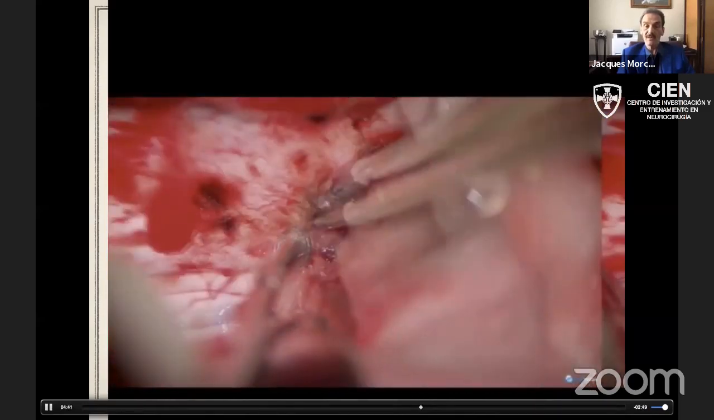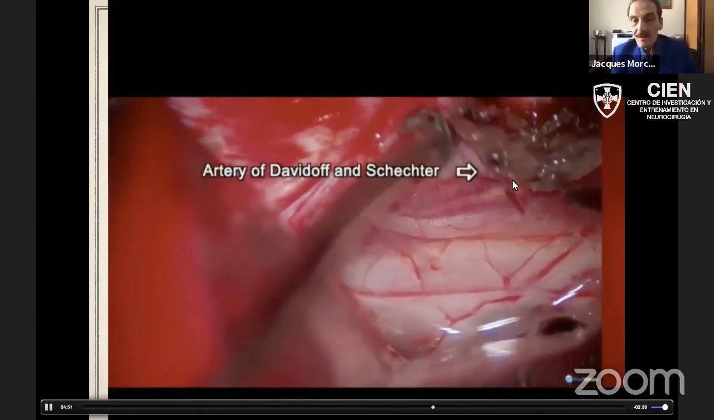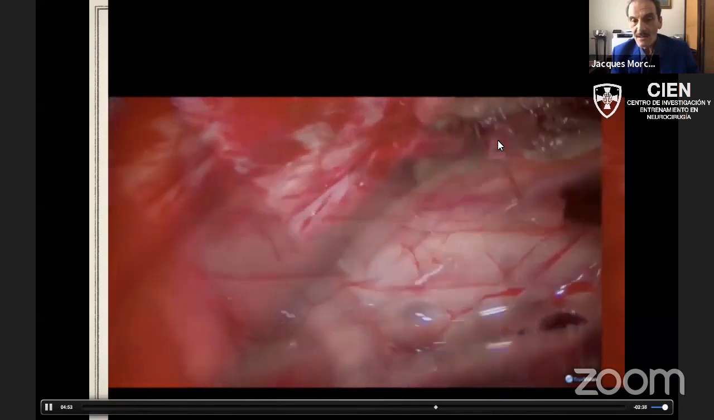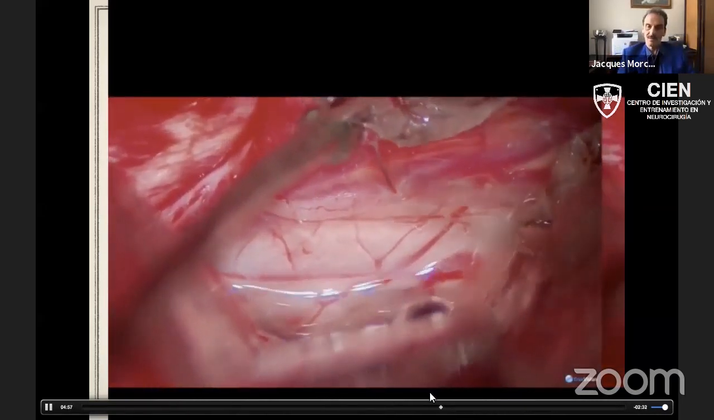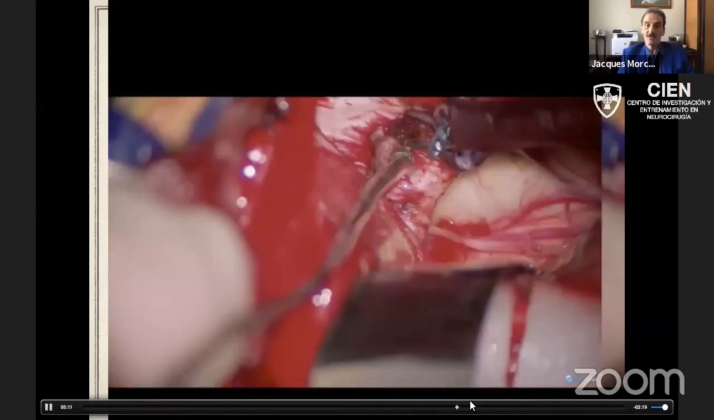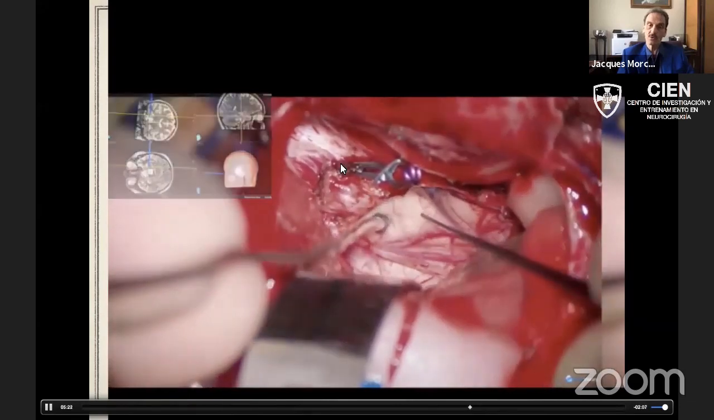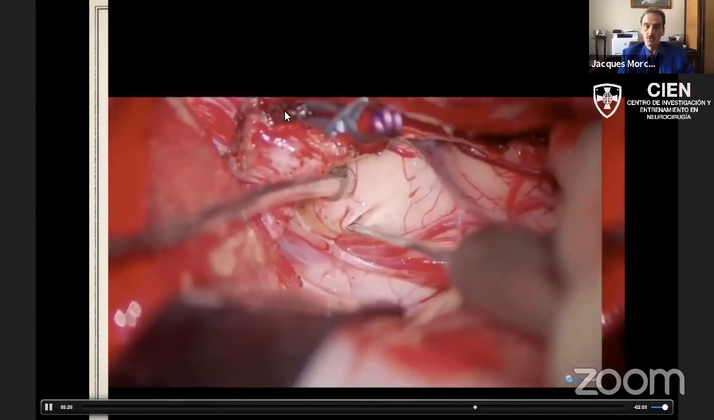Now you open the tentorium. Here is the fourth nerve. But we also saw a variant tentorial artery of Davidoff and Schechter. Artery of Davidoff and Schechter. This can create a side hole in the PCA, which might be difficult to control without injuring the parent. So you cut it. This is a trick for how you open the tentorium, a small opening in the epitrigeminal area. I learned this from Juha Hernesniemi to do this with the tentorium.